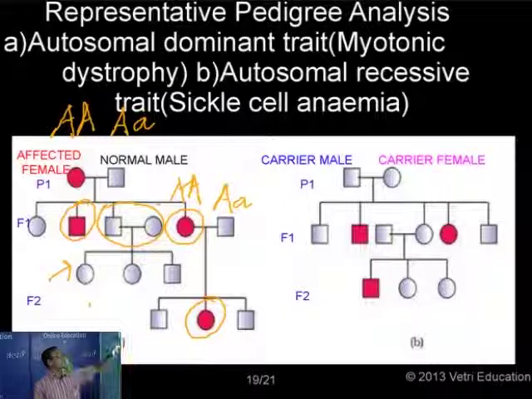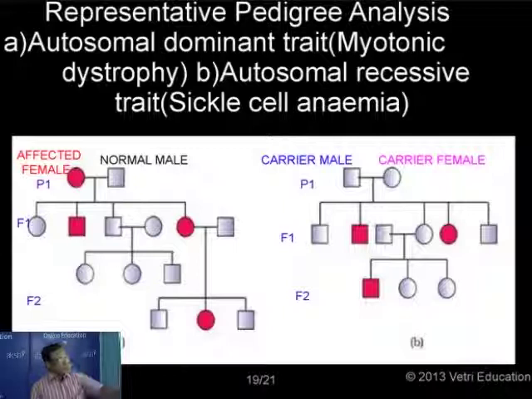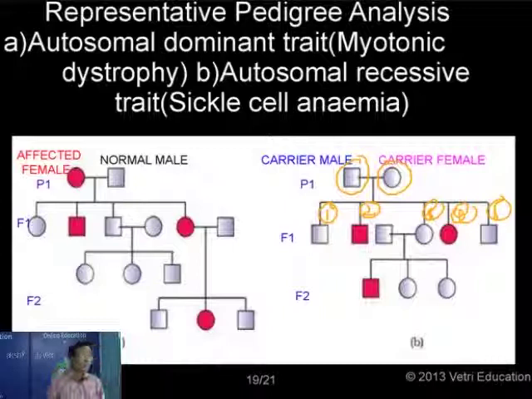Now, coming back to autosomal recessive. Here you see that these two parents are externally normal. But there is one male, another male, and a female, and this is the fourth one, this is the fifth one. So we have received five children. Out of these five children, you see that one male is affected, and one female is affected.